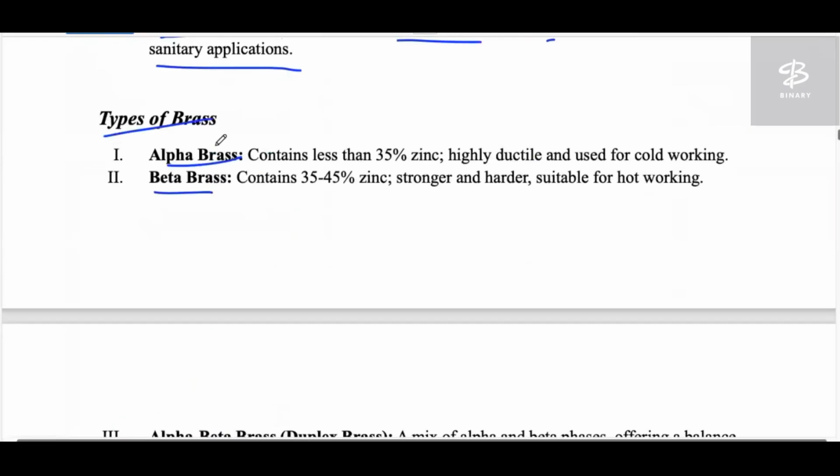If we talk about alpha brass, then it contains less than 35% of zinc. So the zinc content is restricted up to 35%, and you could say if it is less than 35%, then it is alpha brass. It is highly ductile and used for cold working. So ductility is increased, which means toughness will also increase, and stability will also increase.